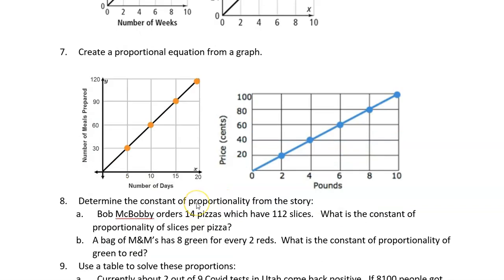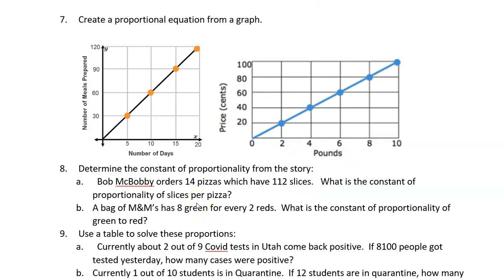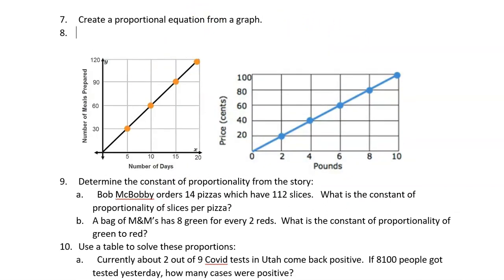Okay. Create a proportional equation from the graph. For a proportional equation, we're going to do the same thing we just did. We find the constant proportionality, but then we write it as an equation. So for this one, I would say y equals, and then find the constant proportionality. 30 divided by 5 is 6, 60 divided by 10 is 6, 90 divided by 15 is 6. 6 is the constant proportionality, x. And that's my equation, y equals 6x.